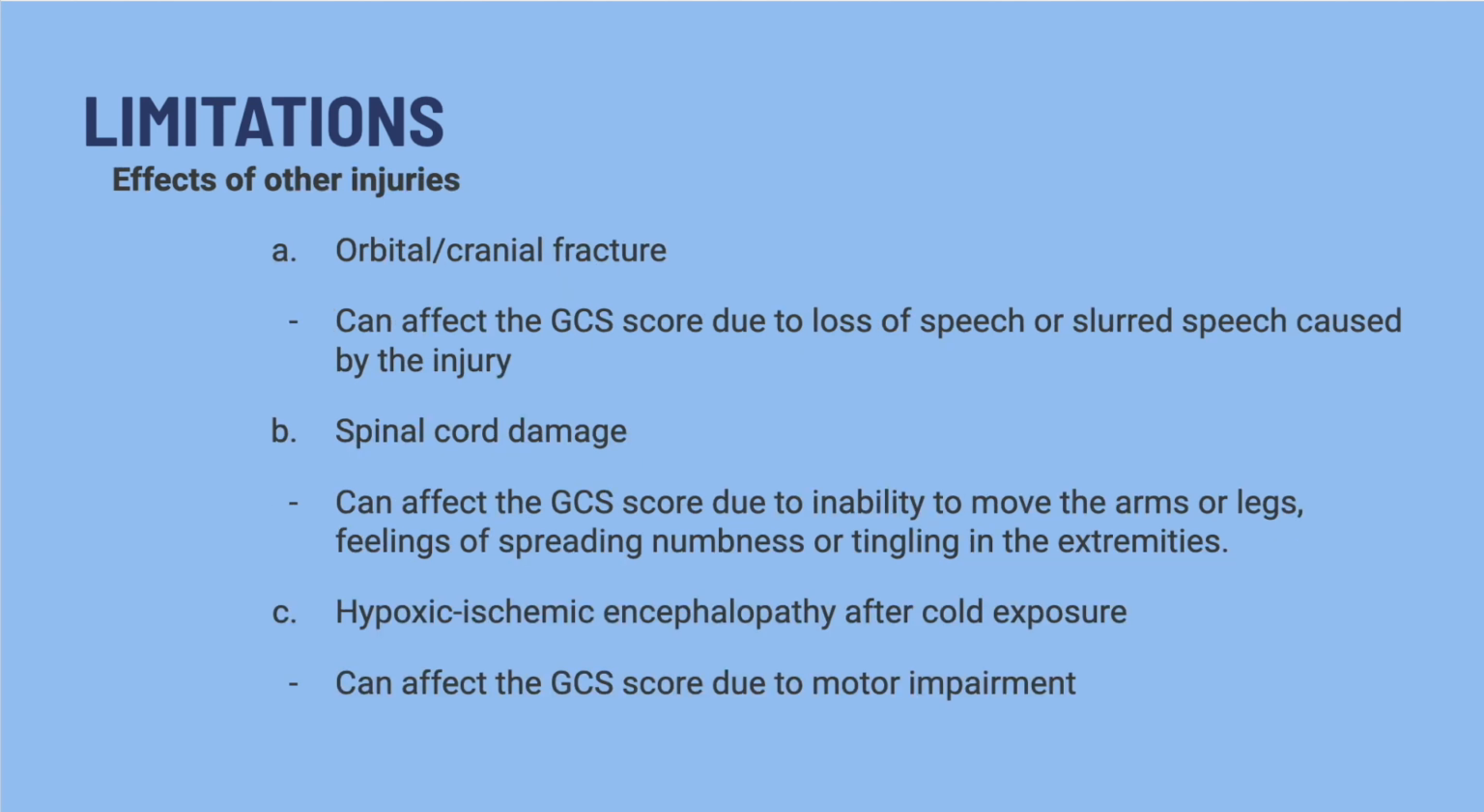Effects of other injuries, such as orbital or cranial fracture, can affect the GCS score due to loss of speech or slurred speech caused by the injury. Spinal cord damage can affect the GCS score due to inability to move the arms or legs, feelings of spreading numbness or tingling in the extremities. Lastly, hypoxic ischemic encephalopathy after cold exposure can affect this GCS score due to motor impairment.